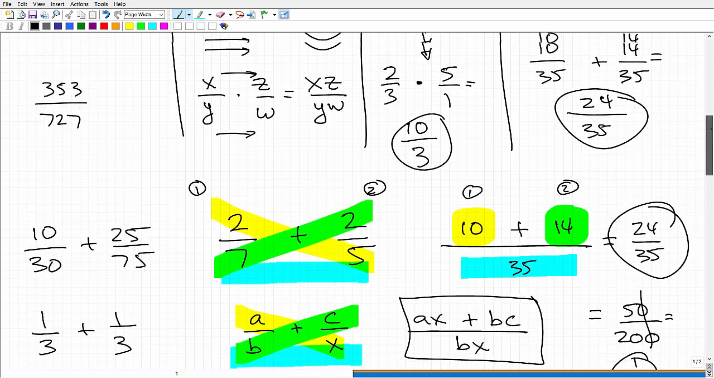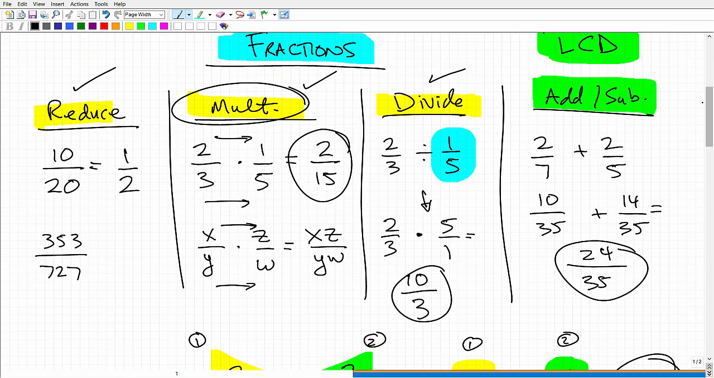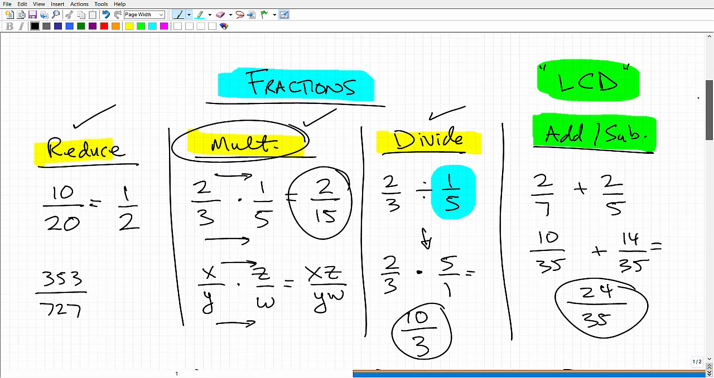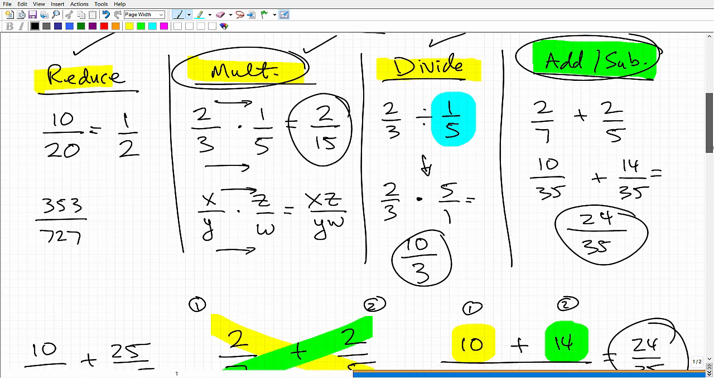So what I just showed you here, if we just look at fractions in general, if you know how to reduce, then multiplying and dividing is pretty straightforward and easy. I just gave you a technique to add and subtract. So even if you forgot how to figure out what the LCD is, you can still do it.